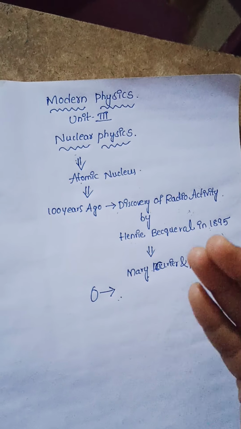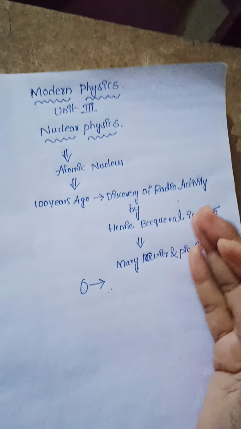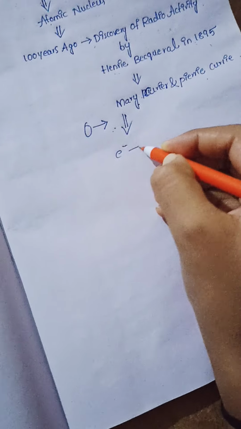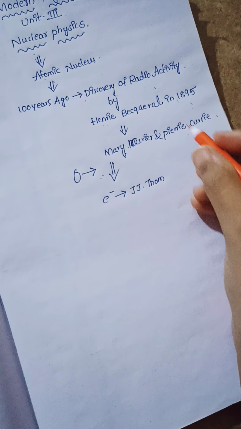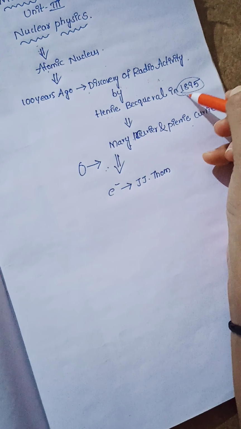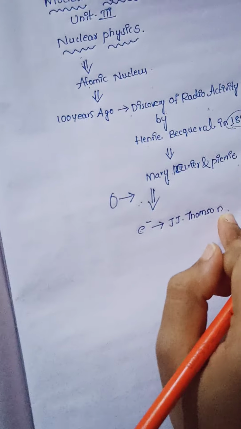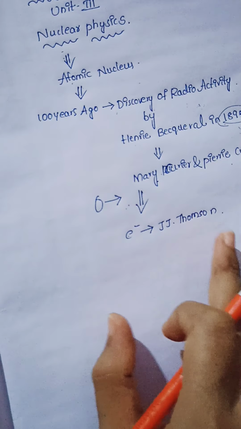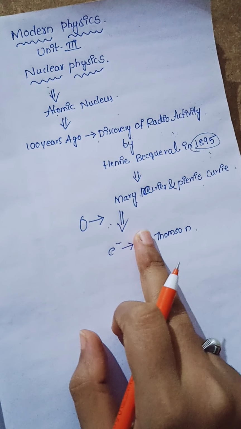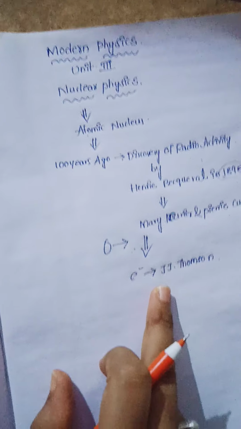Now coming to the next point: after 1895, what happened? The electron was discovered. The electron was discovered by J.J. Thomson, and it revealed that the atom itself has some kind of structure. After the discovery of the electron, it was revealed that the atom has some kind of structure.